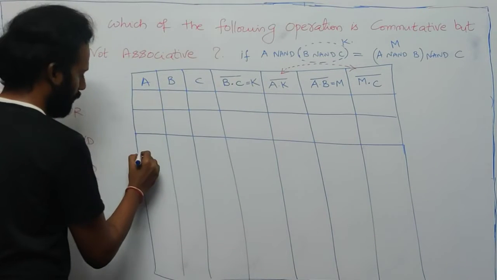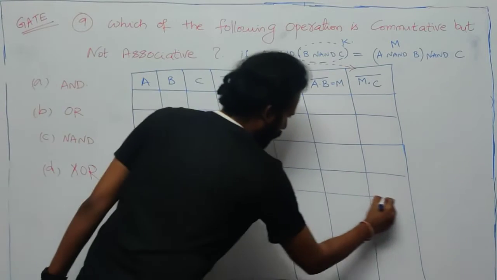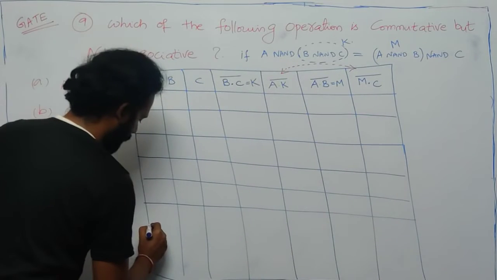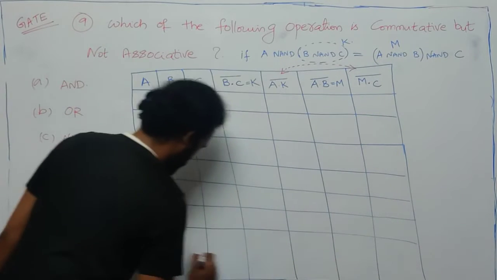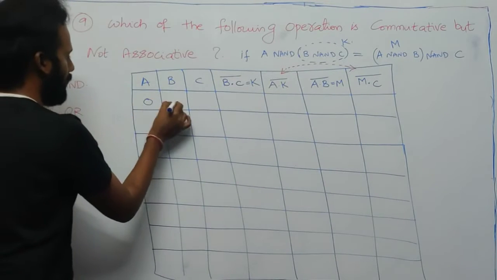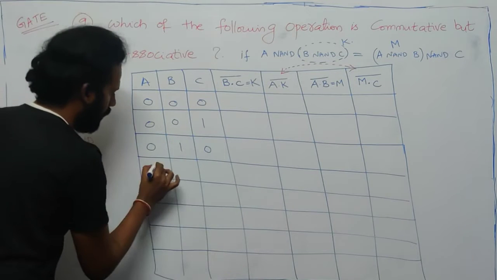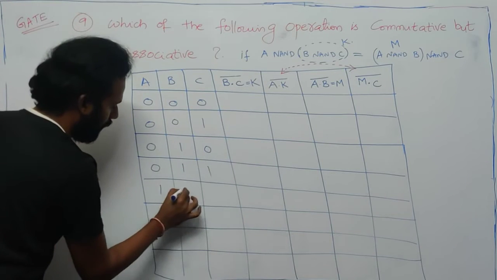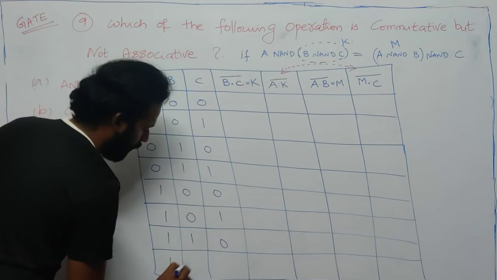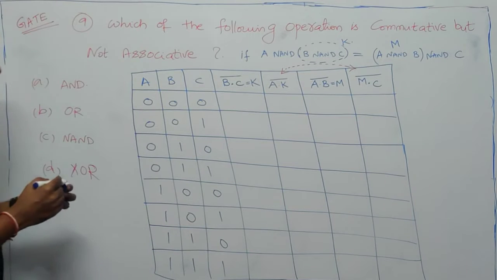Are you getting it? So now you can write like this. How many combinations do you have? 8 combinations. First combination 0 0 0, 0 0 1, 0 1 0, 0 1 1, 1 0 0, 1 0 1, 1 1 0, 1 1 1. Right?